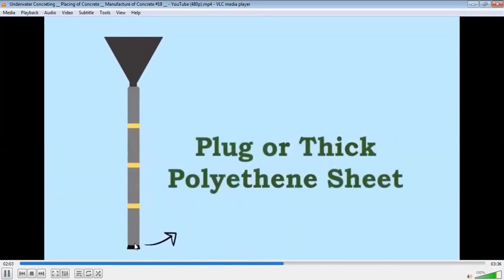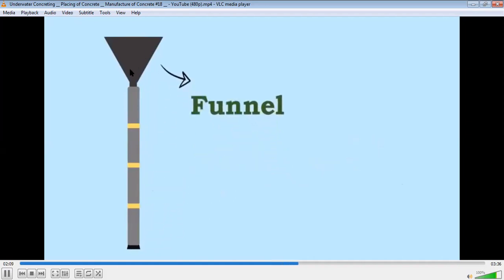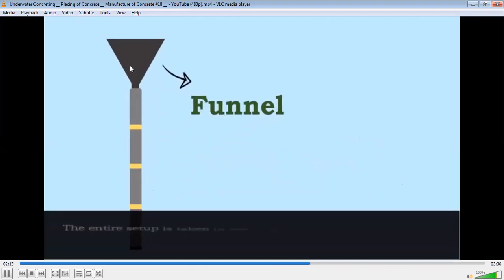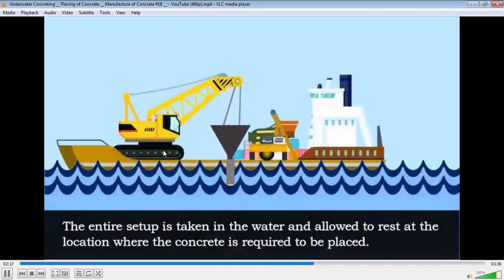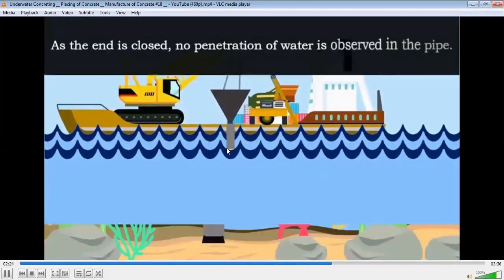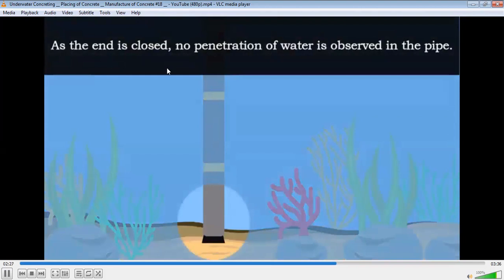Generally, the bottom end is closed with a polyethylene sheet. A funnel is placed on the top of the cylinder pipe. The entire setup is taken into the water and allowed to rest at the location where the concrete is required to be placed. As the end is closed, no penetration of water is observed in the pipe. Here the end is placed in the water.